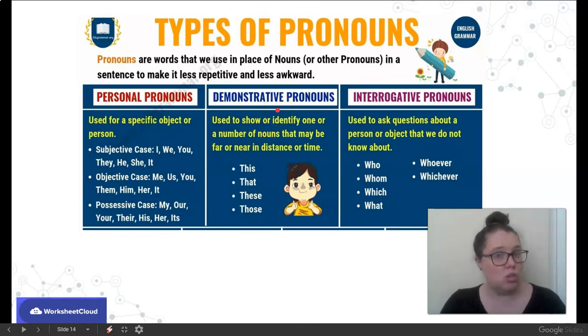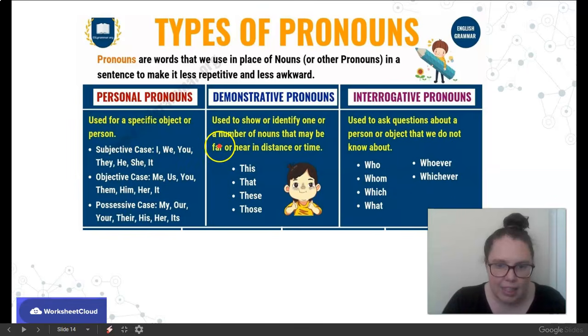Demonstrative pronouns are used to identify nouns. So it's almost like you're demonstrating, you're pointing to it. This is my house. That is where I live. So those ones there, that, this, these, and those, are the demonstrative pronouns.